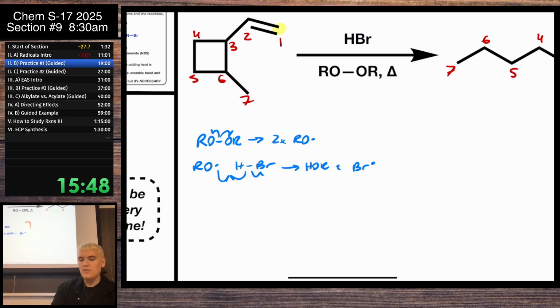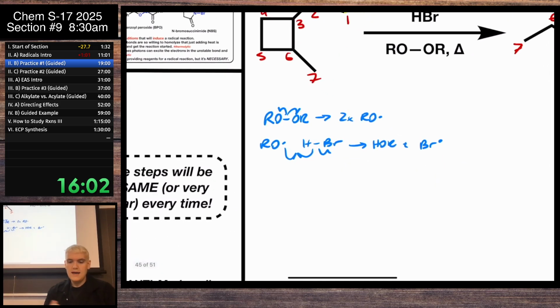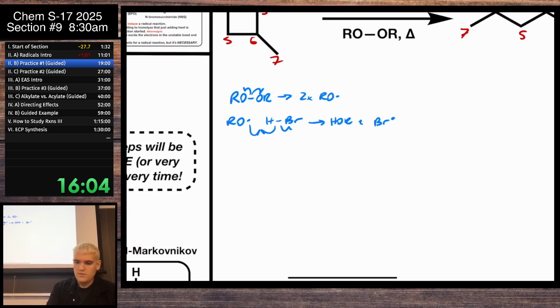And this alone, I think, will be like 2 or 3 points on the exam. So if you can get to where you do this, which is almost the same every time, just watch out if we don't have ROOR and we have one of these other initiators. It's the same exact arrows, no matter what. So now we have our starting molecule, and we have BR dot.